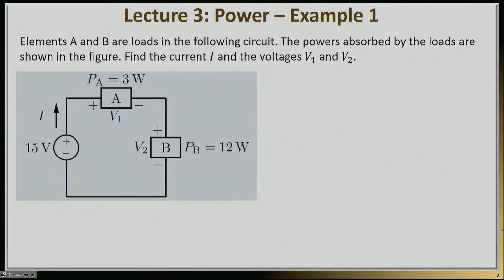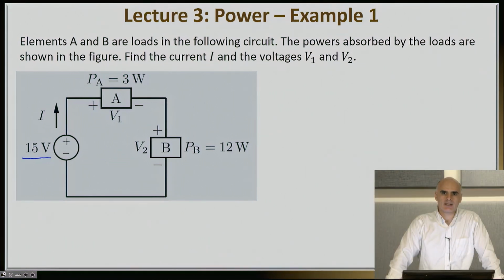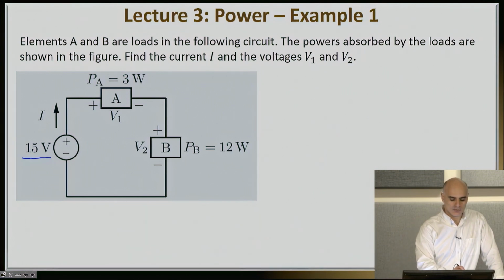This circuit is excited by a DC voltage source, a direct current voltage source. We'll talk about DC sources later on in more detail, but this is nothing else than a battery. So here's a 15-volt voltage source, and then we have two devices A and B. We really don't know what these devices are, except that we do understand that these are loads.